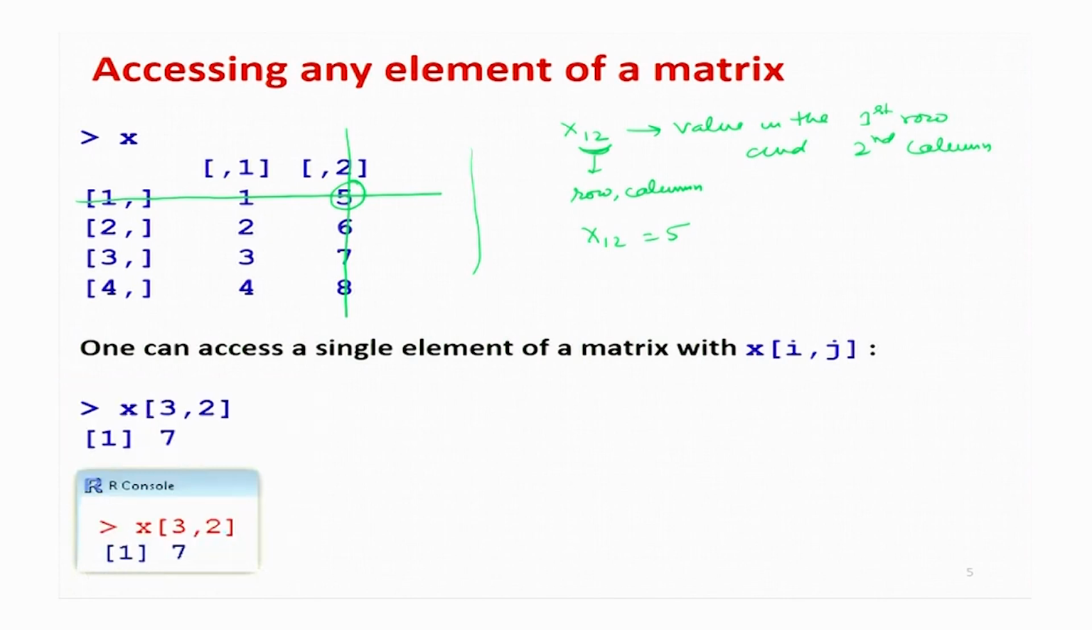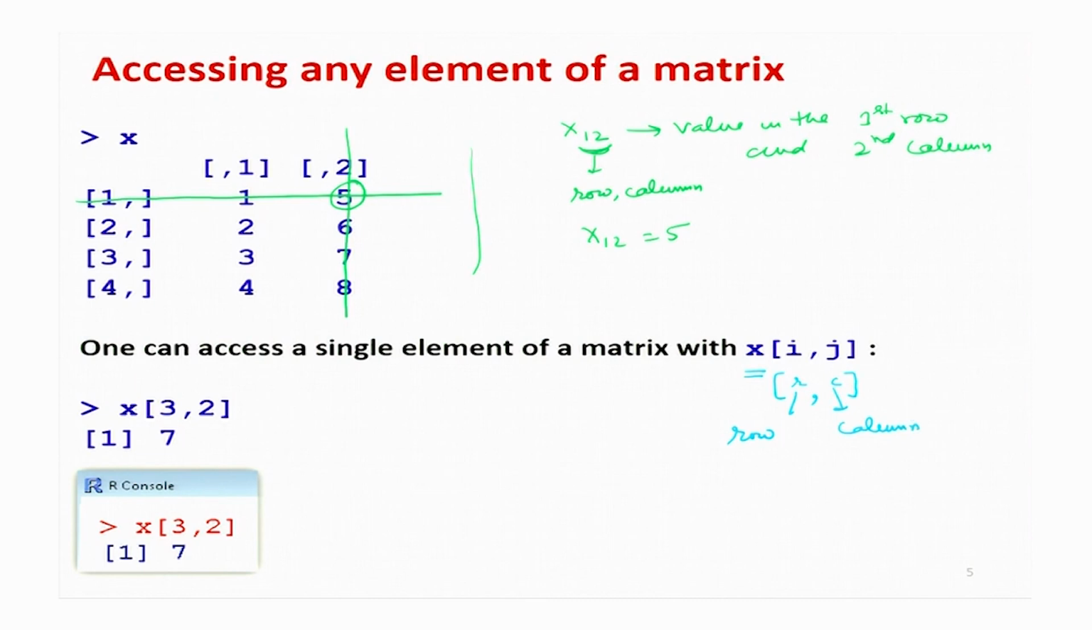In case you want to access a single element of a matrix, say x, because you have to give the matrix a name. Here I have given the matrix name as x, then inside the square brackets you first write the position of the row and then the position of the column, from where you want to access that element.